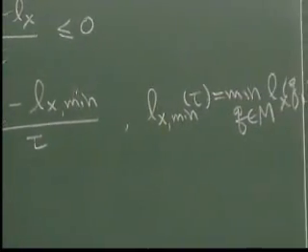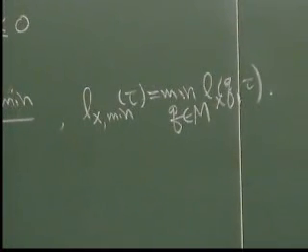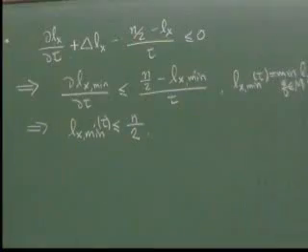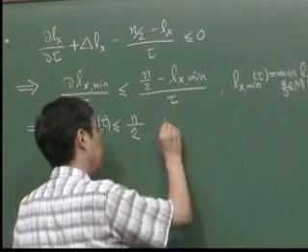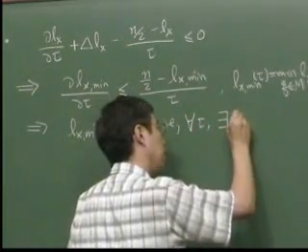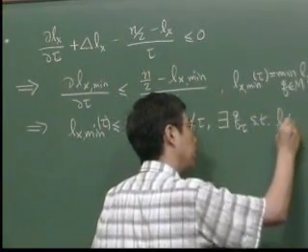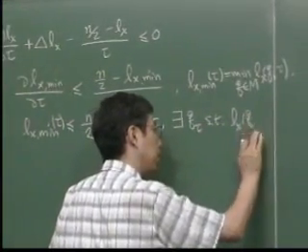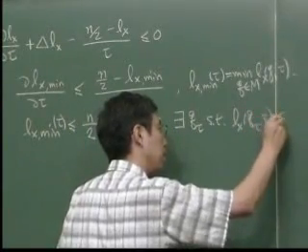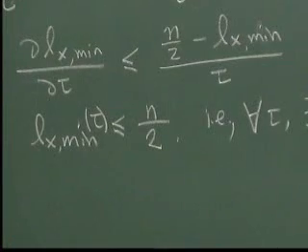Of course, you can easily check when tau is 0, that's true, because when tau is 0, this is just the 0 function. So this is true for all tau. Namely, for every tau there is a q tau such that L_x q tau is less than or equal to n over 2. So at least there's a value.